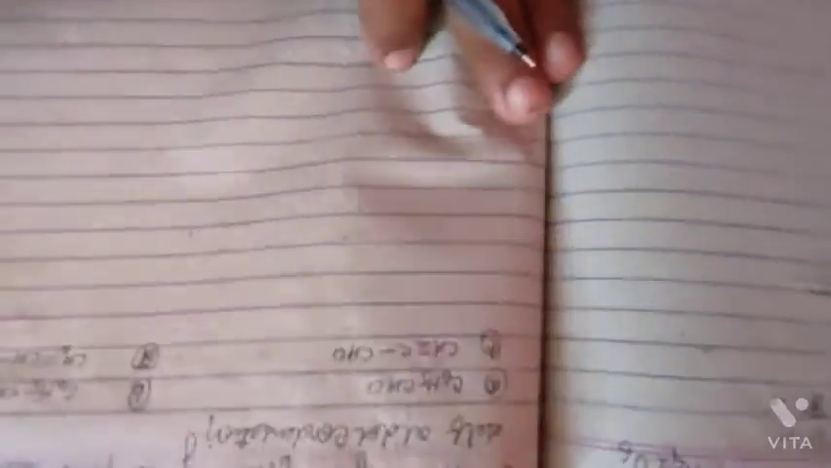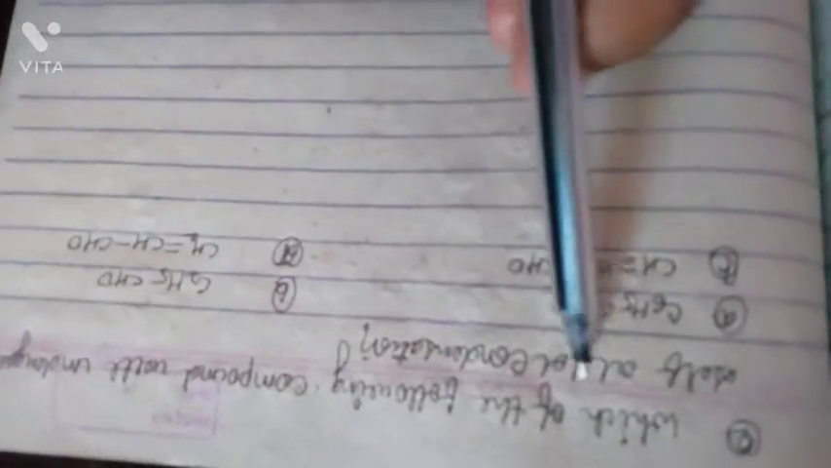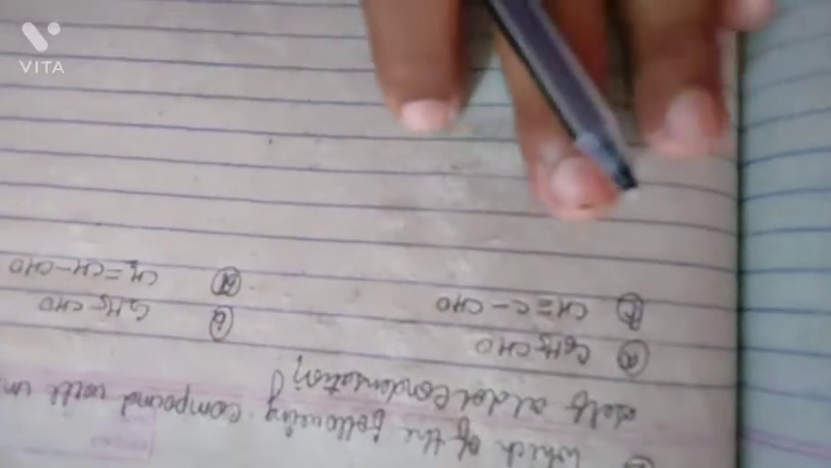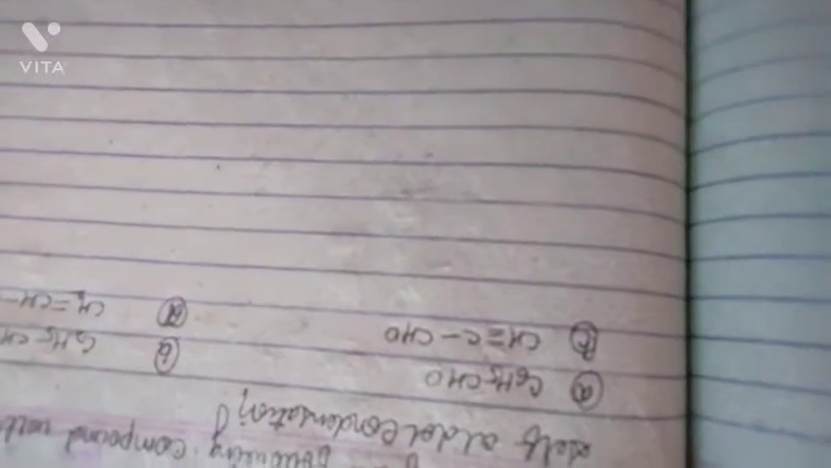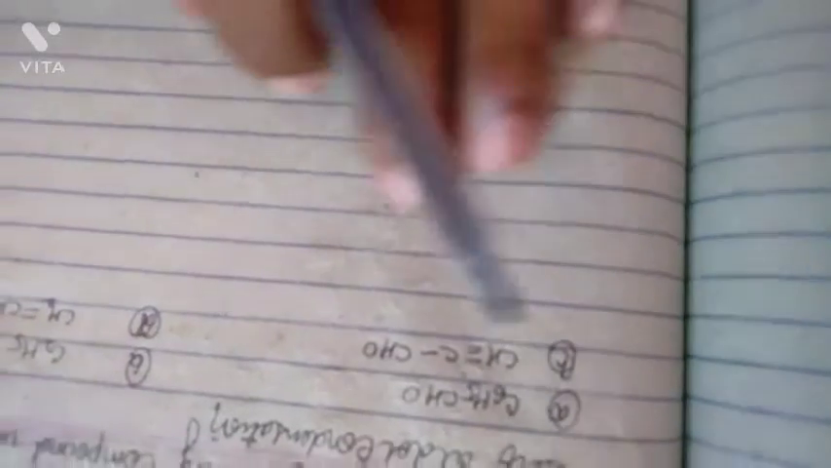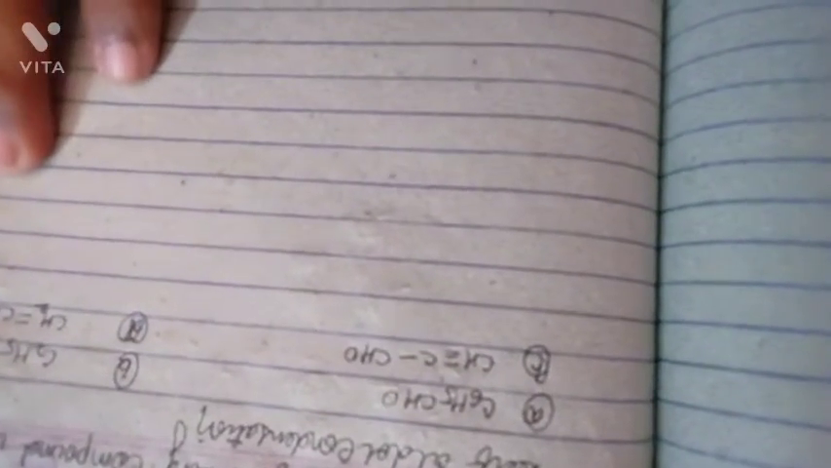Now let's move to the next question. The next question says, which of the following compounds will undergo self-aldol condensation? So we have to first know the meaning of self-aldol condensation. Those species which can themselves undergo aldol condensation reaction undergo what is known as self-aldol condensation.